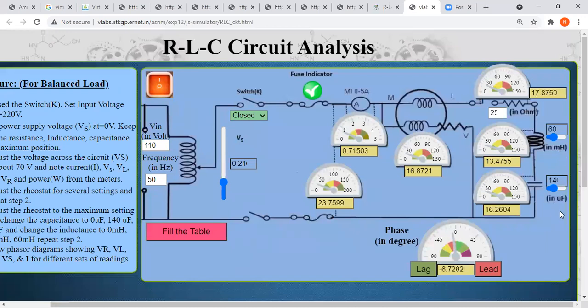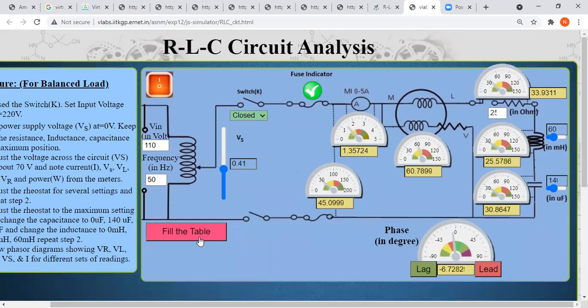Itni aayegi hamari. Okay, and capacitance comes out to be 140 microfarad. But okay, if you want to change these values, if you want to change this inductance, you can change. The facility is available here. You can change the values of inductance, resistance, or capacitance. Now let's again change the source supply to some other value.